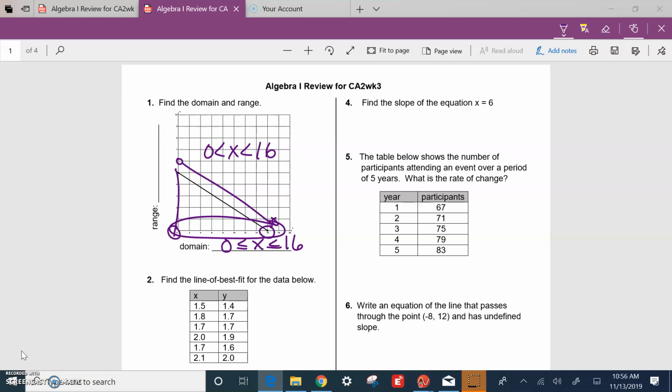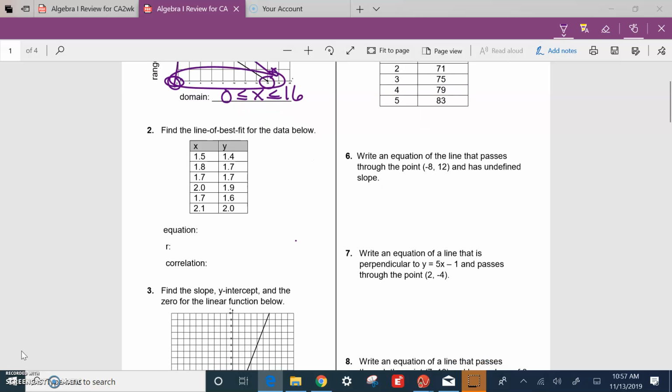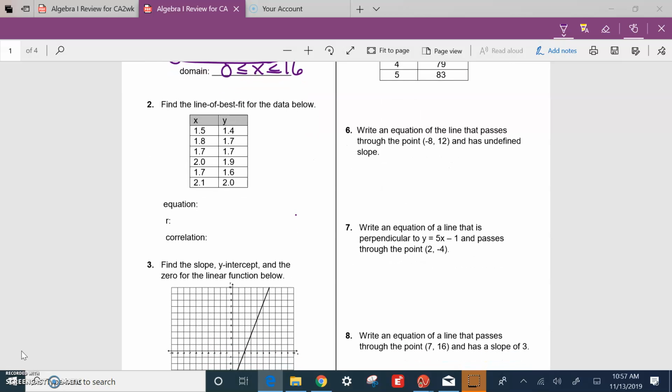Range is the y values. Our y-axis goes from bottom to top. We're going from 0 to 5. So 0 is less than or equal to y is less than or equal to 5. Minimum to maximum. Number 2, it says find the line of best fit.